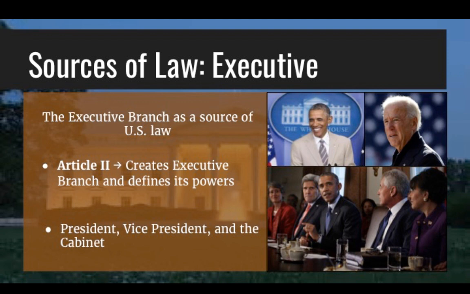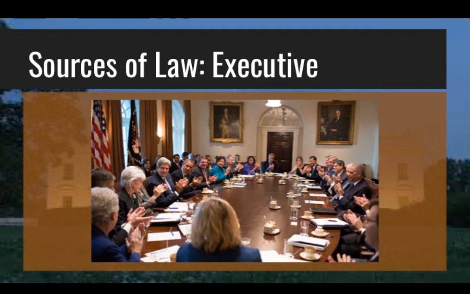Article 2 of the U.S. Constitution describes the powers of the executive branch. This branch is composed of the President, the Vice President, the Cabinet, which is a group of advisory representatives from 15 executive departments. The President's Cabinet includes the Vice President of the United States, secretaries that head the Departments of State, Treasury, Defense, Justice, Interior, Agriculture, Commerce, Labor, Health and Human Services, Housing and Urban Development, Transportation, Energy, Education, Veterans Affairs, Homeland Security.